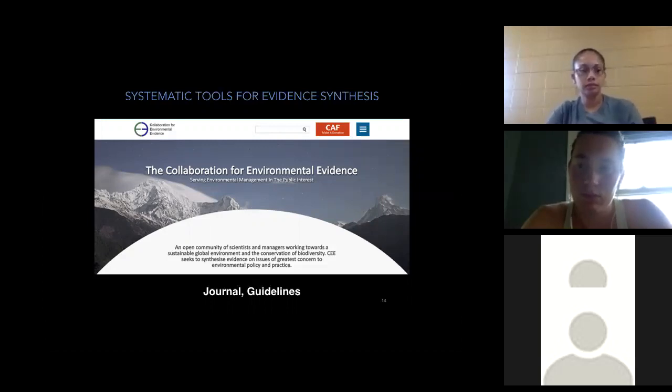And we're also starting a new tool and database called CEDAR. That's a repository of all reviews, so not just the systematic evidence synthesis reviews, but all reviews on environmental management and conservation topics that are then ranked for their reliability. It's a massive undertaking, but we're hoping by the end of this year it'll be there.